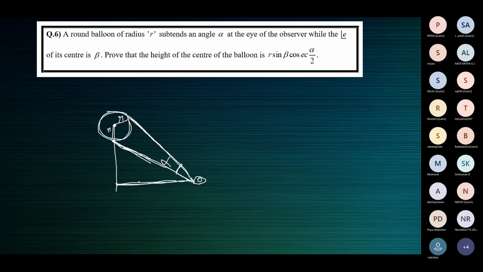Now, line of sight, angle of elevation of the center. You must connect the center of the balloon and the eye of the observer. This is the angle of elevation, that is between the horizontal and the line of sight. This is the angle of elevation, which is beta.